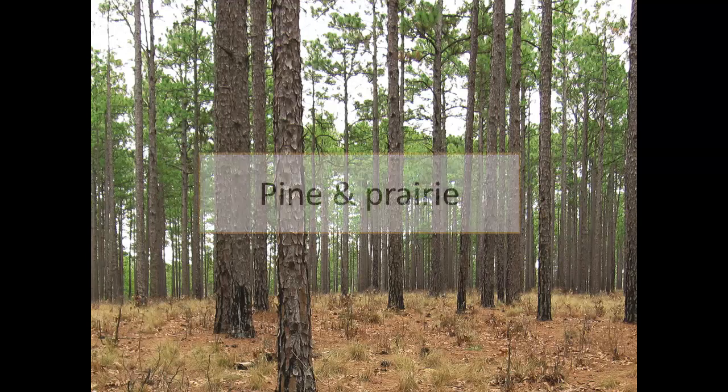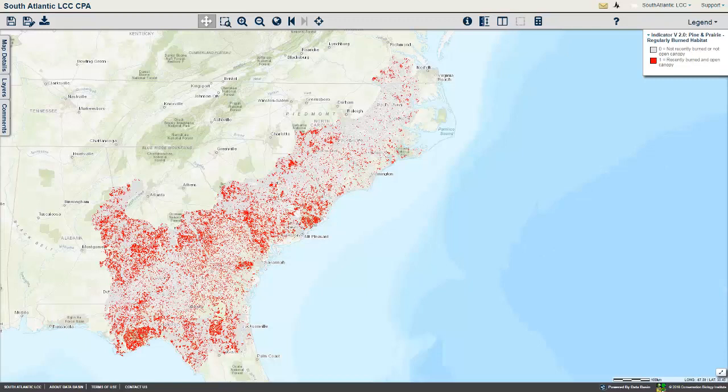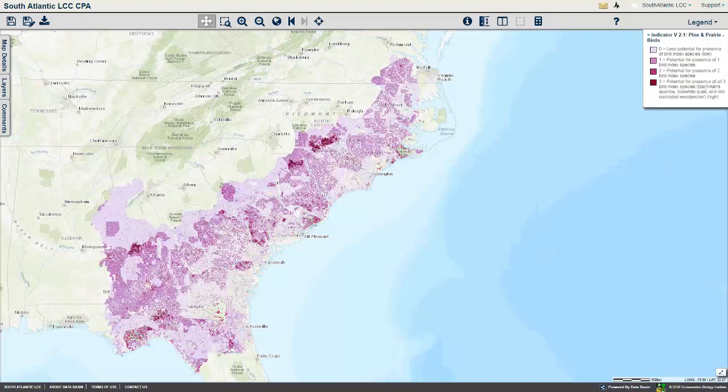Next is pine and prairie. We'll move more quickly now that we've walked through one. Starting with ecosystem-specific indicators. Regularly burned habitat is an indicator of acres of fire-maintained open canopy habitat. Pine and prairie birds is an index of habitat suitability for 3 bird species.